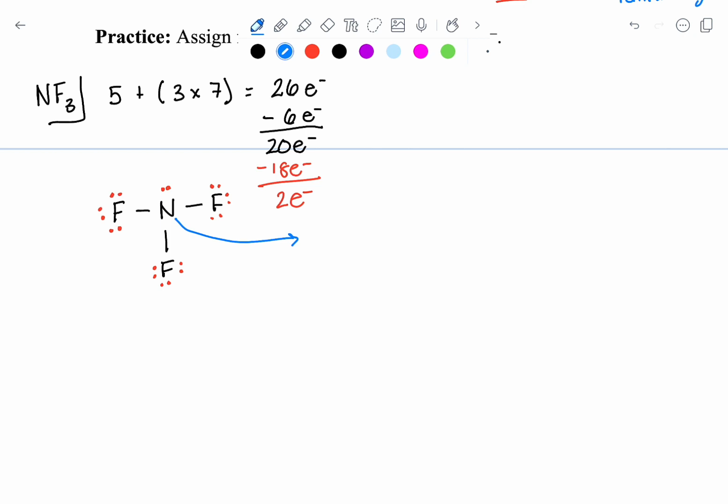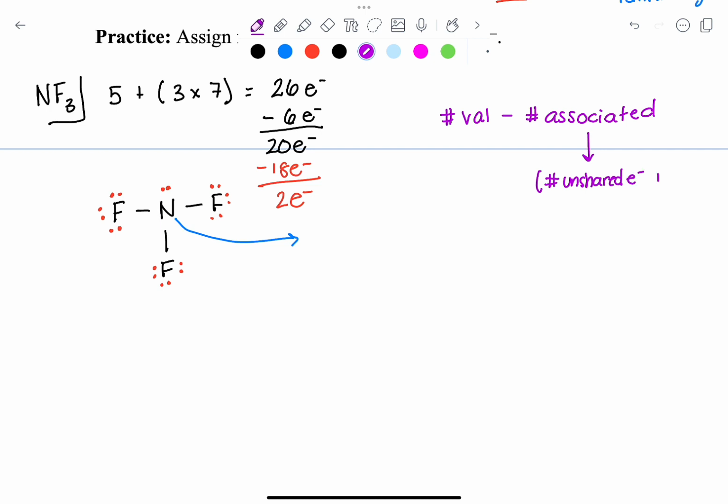So remember, our equation for formal charge is number of valence electrons minus our number of associated, where number of associated is number of unshared electrons plus the number of shared divided by 2, which you could also see as just the number of bonds. So you could do that as well. Either works. Okay, so first, nitrogen.